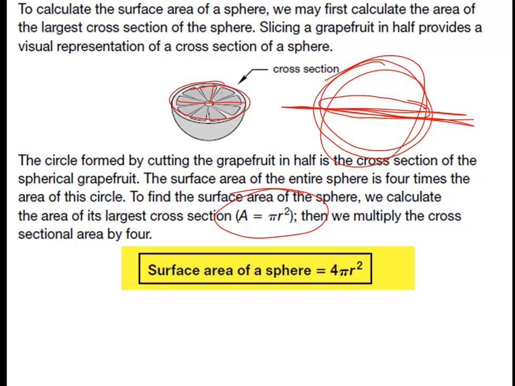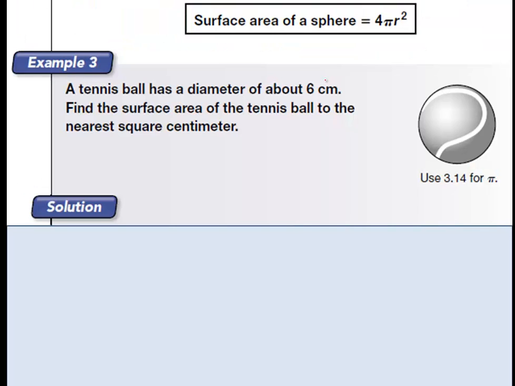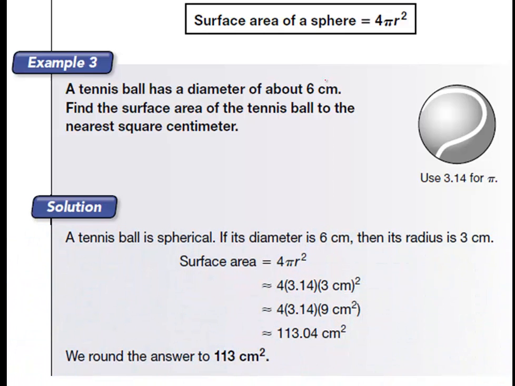Okay? All right, let's try it. So here we've got a ball. It's a tennis ball. It has a diameter of 6. So find the surface area of this tennis ball to the nearest square centimeter. So go ahead and see if you can do this. Pause the video and see if you can do it. All right. Okay, you should have noticed this up here.